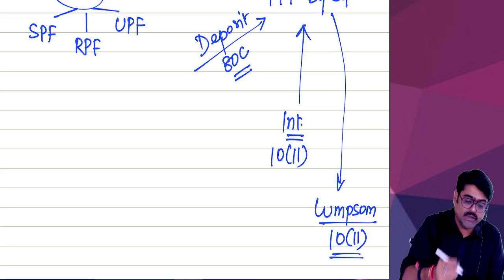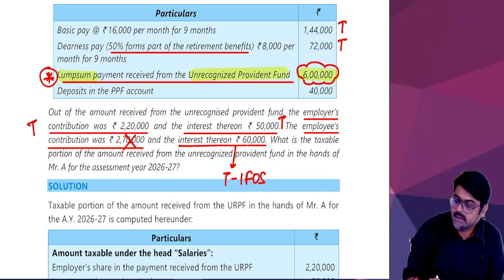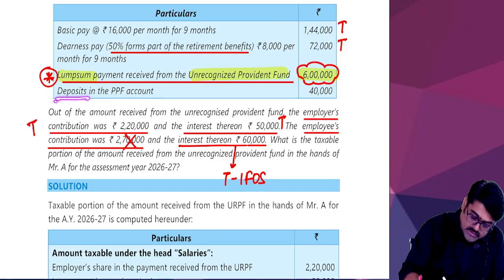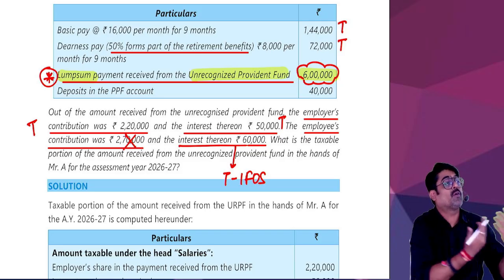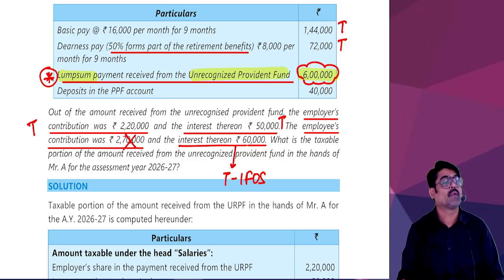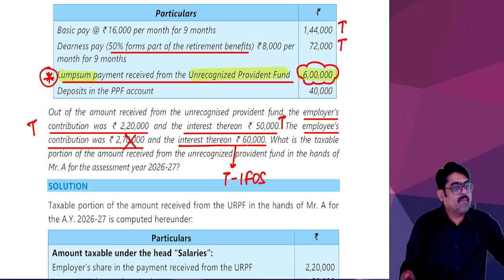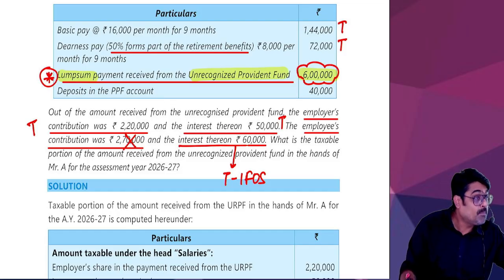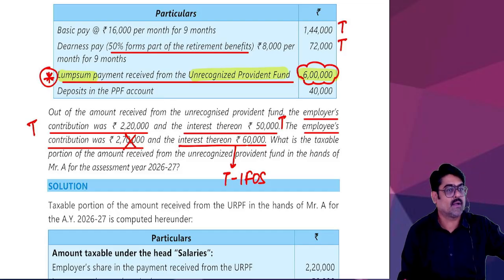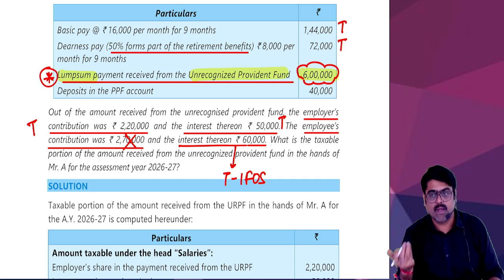this year you are depositing an amount. Read the question. So this year you are depositing 40,000 in your PPF account. Is it your income or is it a payment? It is a deposit. Money is going out. The money is being invested in the PPF account. For that, this year, what will happen?